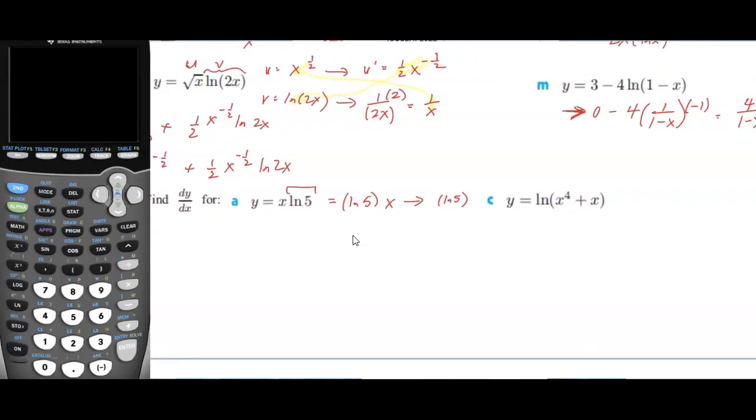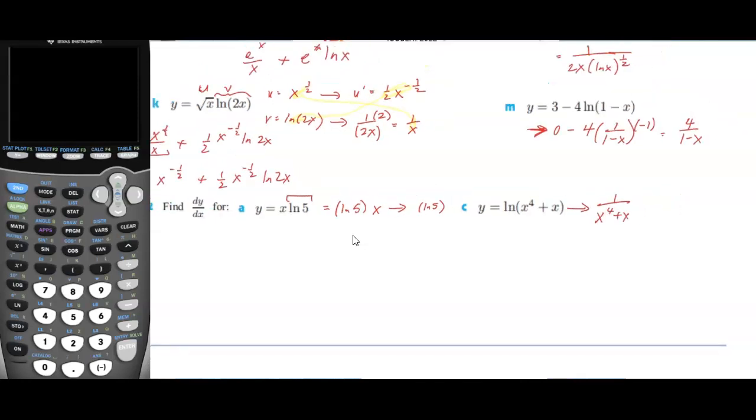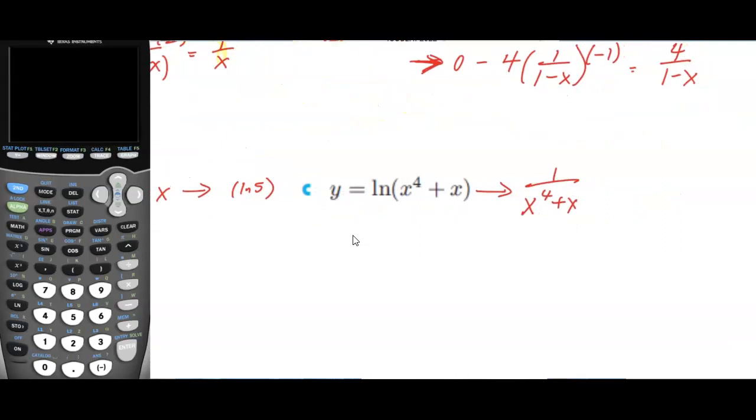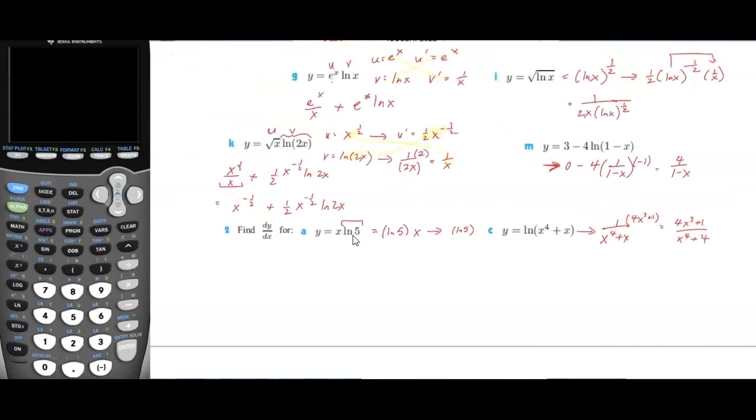Y equals natural log of x to the 4th plus 4. So this is a function inside of a function. First thing you're going to do is take 1 over the inside function. And then you're going to multiply times the derivative of the inside function, which is 4x cubed plus 1. Simplifying, 4x cubed plus 1 over x to the 4th plus 4. Done. That's it.